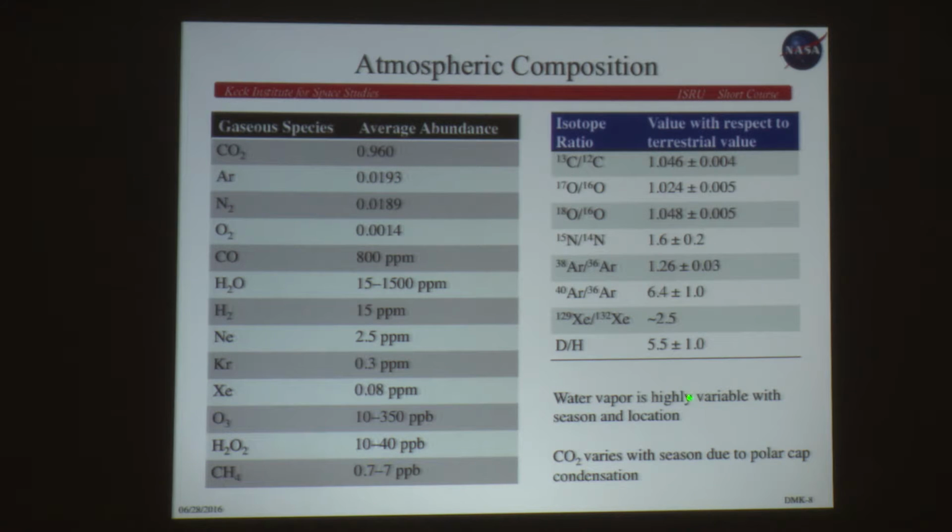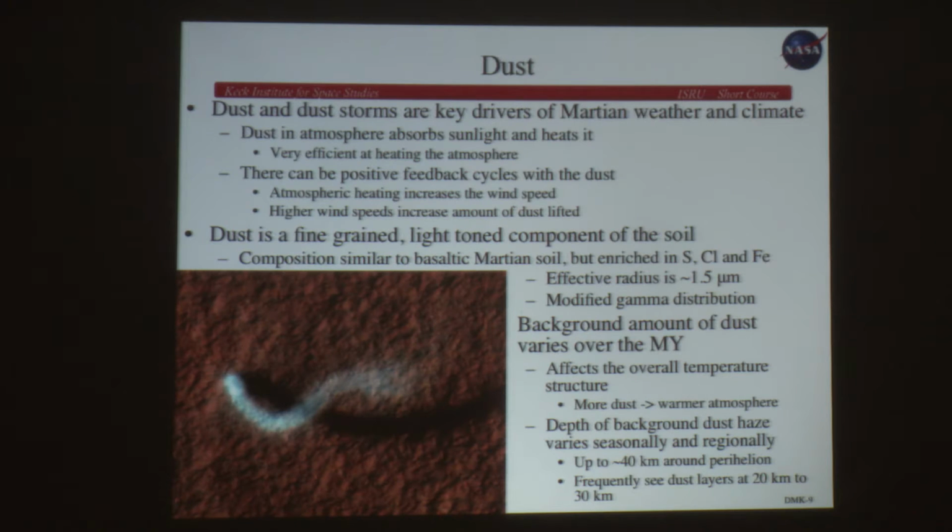I just put them up here because I had them, but the various isotopic ratios, some of them are quite different from the Earth, especially things like argon and D to H. So if your process is sensitive to those types of isotopic ratios, you need to make sure that you're dealing with it. One of the big players in the Mars atmosphere that is different from the terrestrial atmosphere is dust.